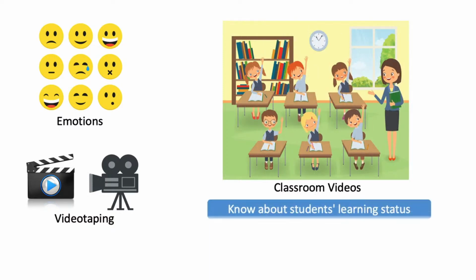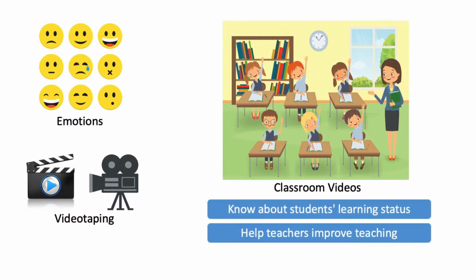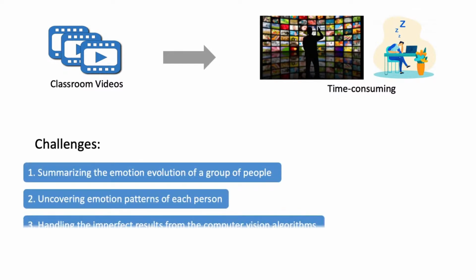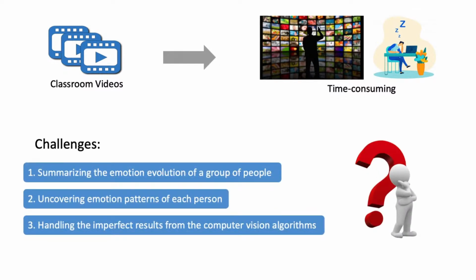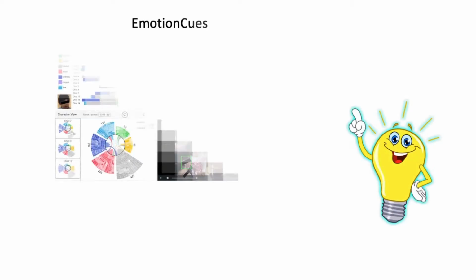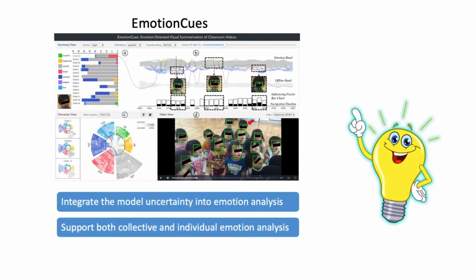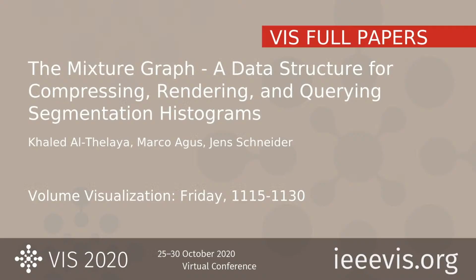Exploring the emotions of students in classroom videos can help both teachers and parents know about students' learning status and further help teachers improve teaching. However, it is a non-trivial task to analyze the emotion evolution of a group of people from classroom videos due to three major challenges. We propose a visualization system which integrates the model uncertainty and supports both collective and individual emotion analysis.